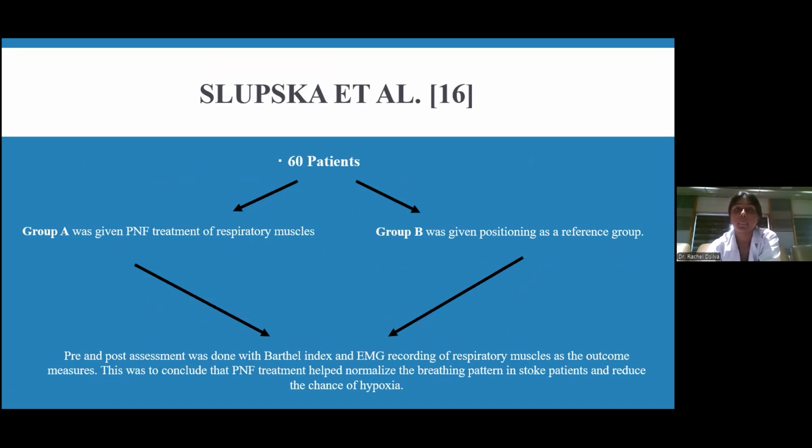Slupa et al. took 60 patients and divided them into 2 groups. Group A was given PNF treatment for respiratory muscles, and Group B was given positioning as a reference group. Pre and post assessment was done using the Barthel Index Scale and EMG recording of the respiratory muscles as the outcome measures. This concluded that PNF treatment helped to normalize the breathing pattern in stroke patients and to reduce the chance of hypoxia.